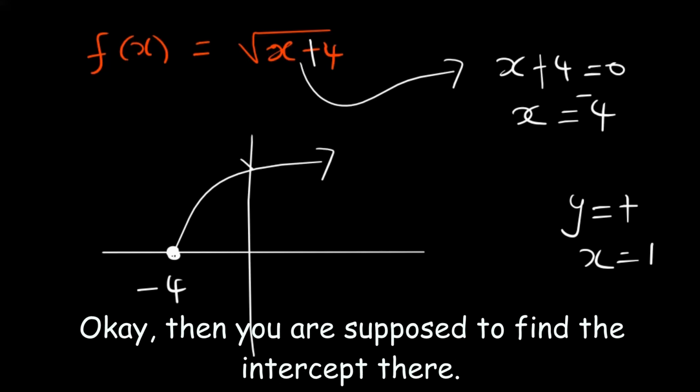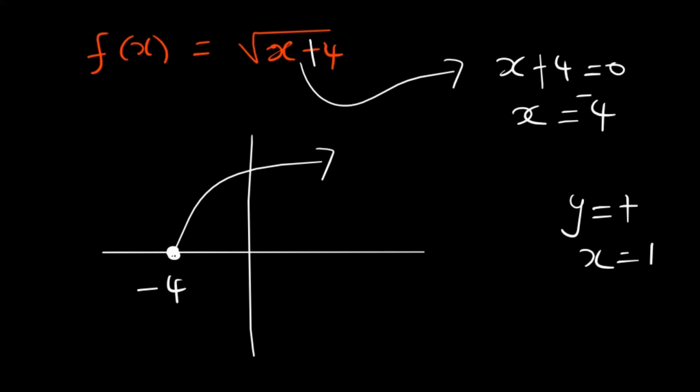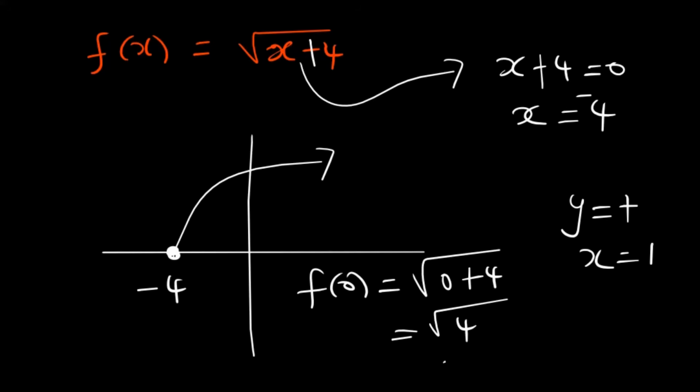Okay, then you are supposed to find the intercept there. Now how do you find the intercept there? You're going to equate the whole equation, because on the y-intercept x is equal to 0. So it will be f of 0 is equal to the square root of 0 plus 4. So it will be the square root of 4. What is the square root of 4? That is a 2. So you have a 2 here. So that's how you solve this one.